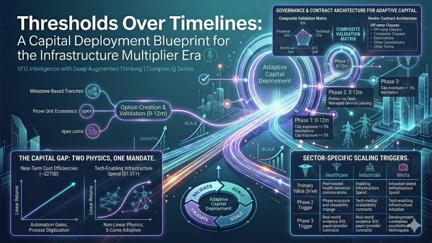Sector-specific triggers matter. Healthcare, scale only after real-world evidence shows ROI. Industrials, trigger when predictive accuracy is over 85%. Media, scale when DAU/MAU network effects sustain. Contracts must preserve switching options, milestone tranches, OPEX to CAPEX conversion, data portability. Auto-prune nodes if scores drop.